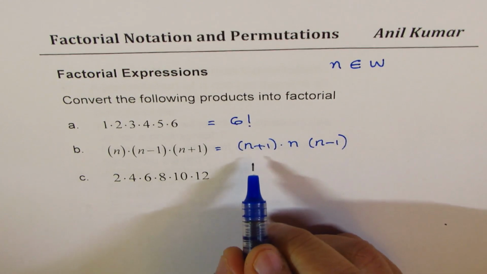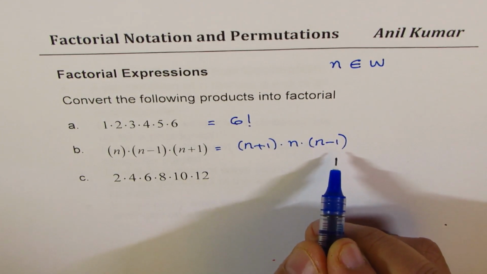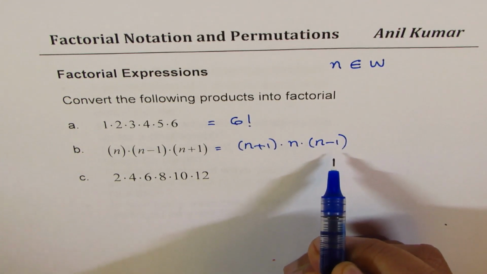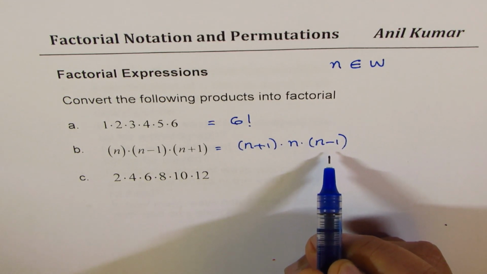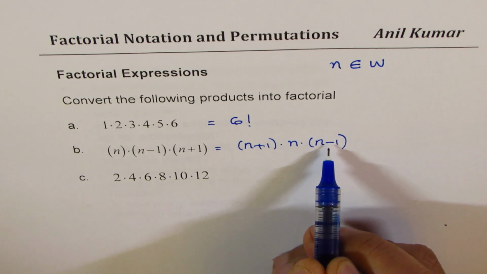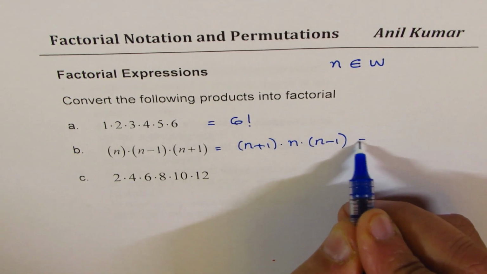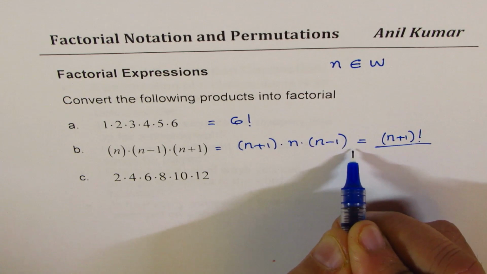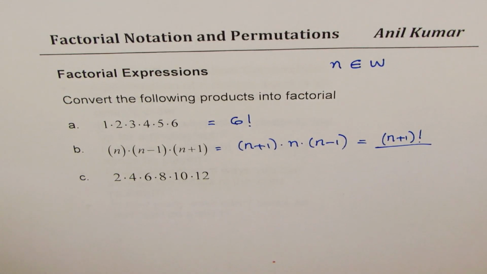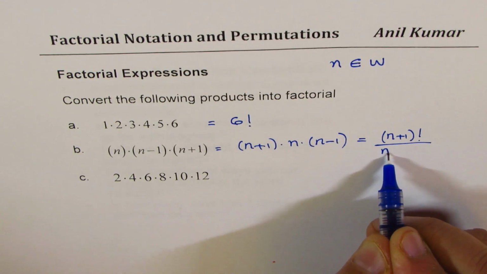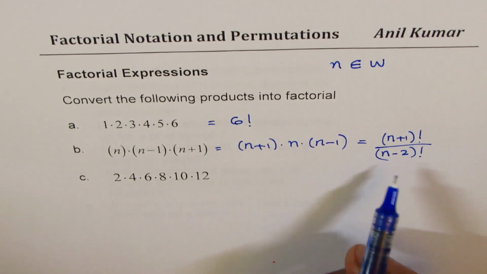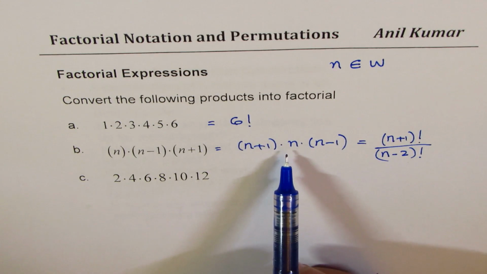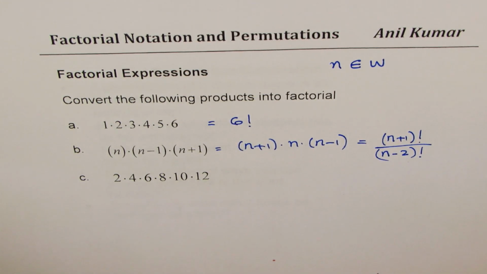Okay. Now, n plus 1 times n minus 1. If I use factorial, then it will go on and on till 1. How could I write this one? So the idea is we have only 3 terms here. We could write this as n plus 1 factorial divided by whatever comes after this. Do you get an idea? So after this is n minus 2, so we say n minus 2 factorial. Does it make sense to you? If I write like this, you can expand and check yourself whether this is the right way of writing the factorial expression or not, right?